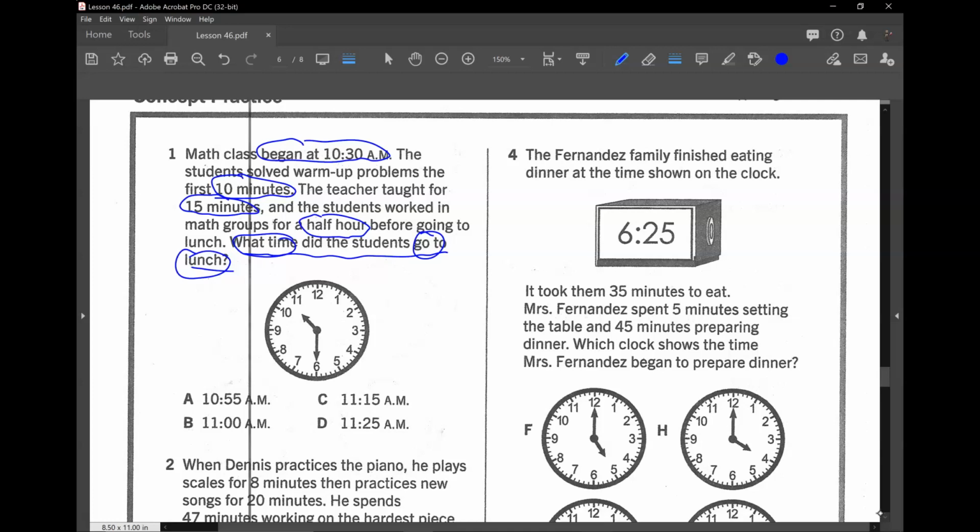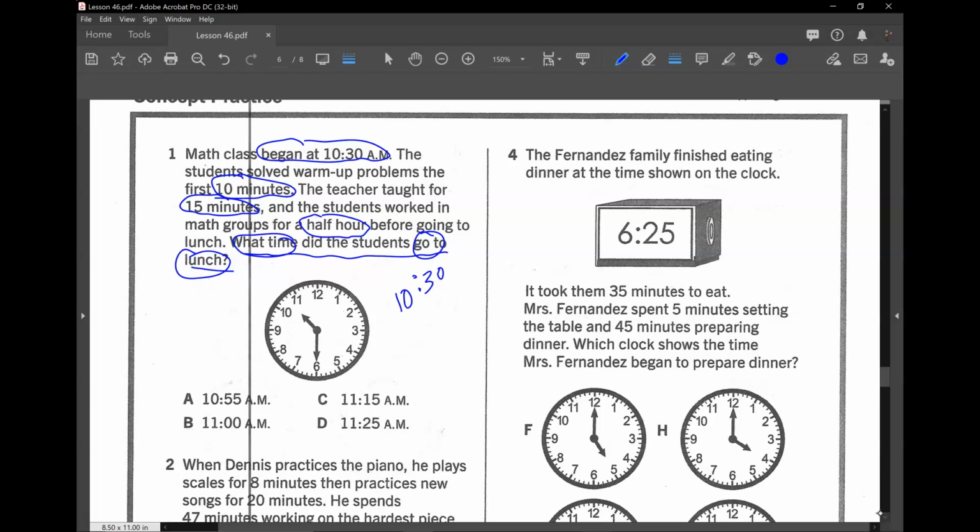If I look at the time on the clock, we have the smaller hand, which is the hour hand, in between 10 and 11, which means it's 10 because it's past 10, but it's not to 11 yet. So 10. And then my minutes hand is pointing to the 6, which is 30. So 10:30. Okay. So what we want to do is we want to add the time because they did these things for this much amount of time before they went to lunch. So all we have to do is count.